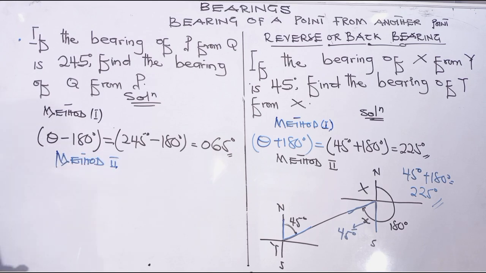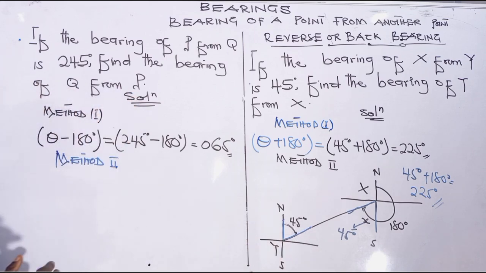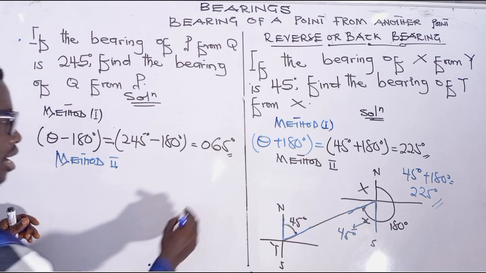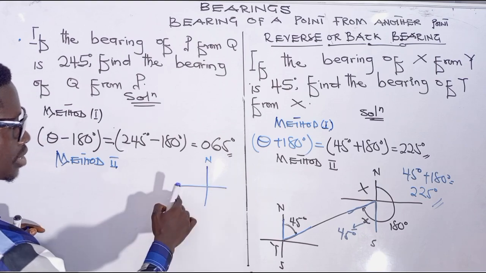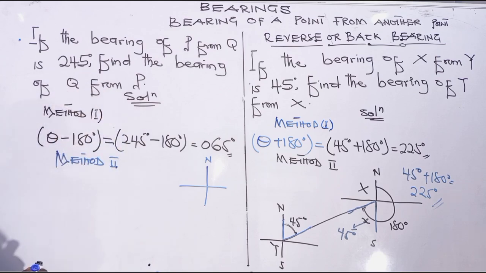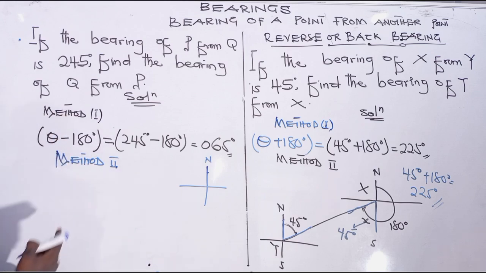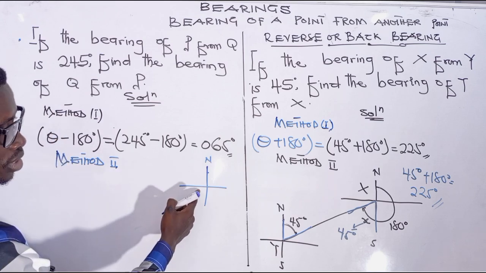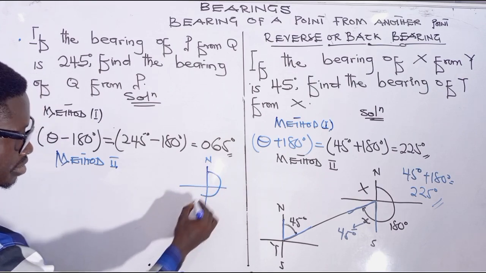Now let's look at method 2. With method 2, we are going to make use of diagrams to find the bearing of Q from P. The first thing that we are going to do is draw our cardinal points. So we have our north pole, south, east, and then west. We are saying that the bearing of P from Q is 245. With bearing, we start measuring from the north in a clockwise direction. The north is here, we are going to move in this particular direction. 245 will fall into this particular quadrant. So we are going to move from the north up to this particular quadrant.